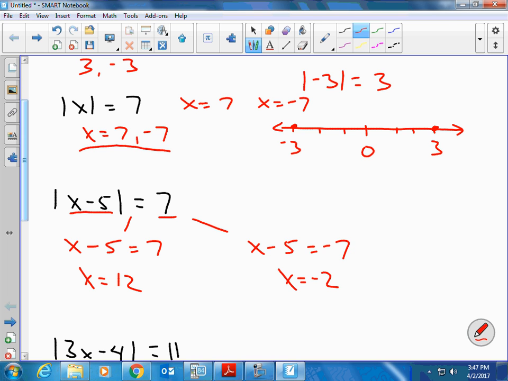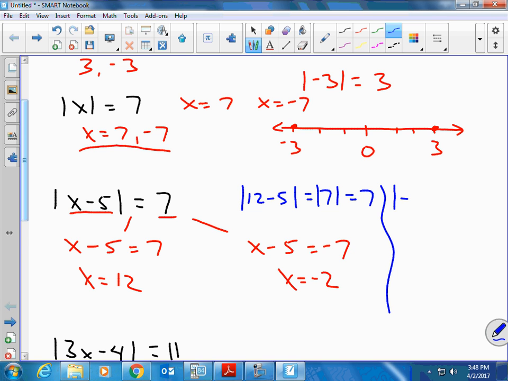Take a second and plug that back in. Does that work? If I put 12 back in, 12 minus 5, absolute value equals 7, absolute value, which is 7. Plug a negative 2 in. Negative 2 minus 5 is equal to a negative 7, and the absolute value of a negative 7 is 7. So it does work.